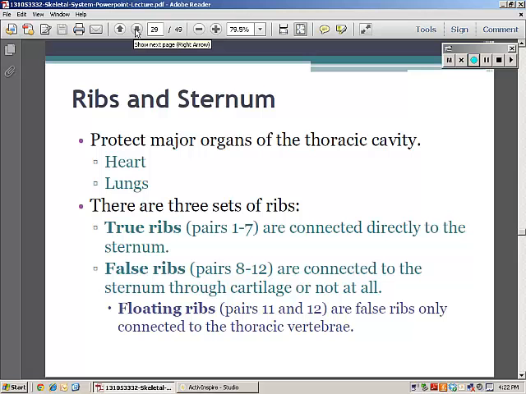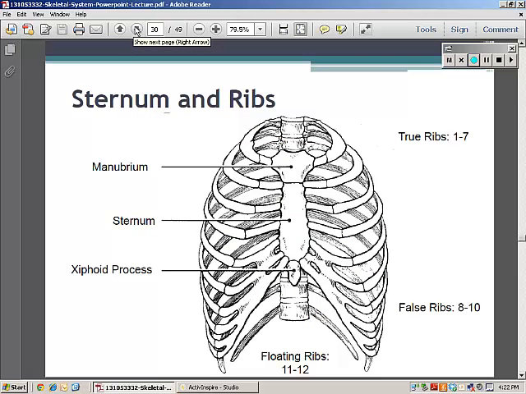We call them the floating ribs because they're kind of like false ribs, except they're only connected to the thoracic vertebrae region. They're not even connected to what we would consider the sternum. So if you look here, you will see that happens. The first 7 pairs, you can see, are the true ribs. After that, we have the false ribs, and then, of course, the floating ones are down below.